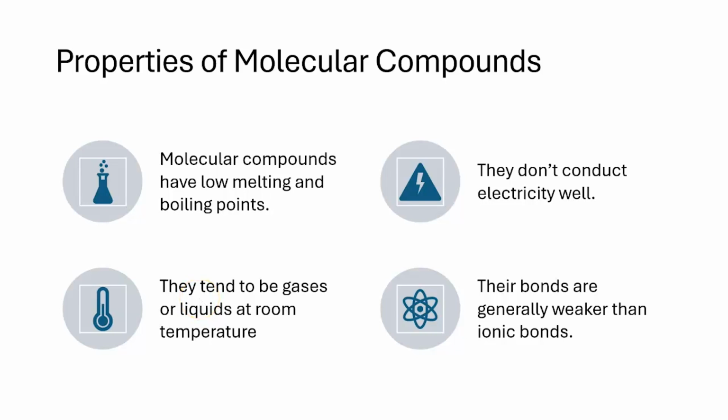Molecular compounds are super chill. They don't need high heat to melt or boil. Unlike ionic compounds that need a lot of energy, they're the laid-back atoms at a party who are like, nah, we're good. We don't need to heat things up. These compounds are usually gases or liquids at room temperature because their bonds are weak.